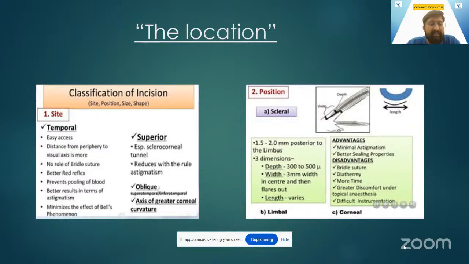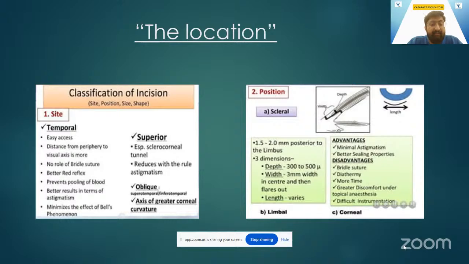I personally have been a fan of temporal incisions because, well, easy access. The distance from the periphery to the visual axis is more. Of course, there's no need of bridle sutures. It prevents pooling of blood. And at the same time, it's easy to maneuver.